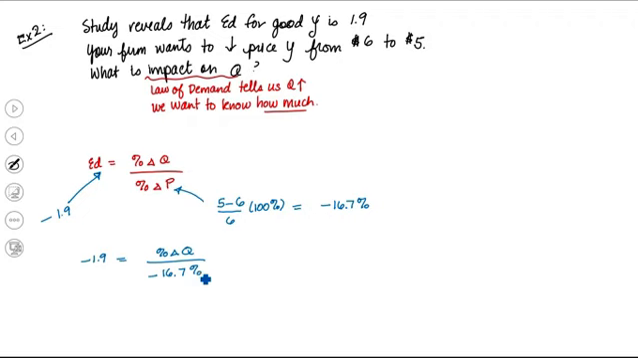So how do I solve this math problem? It's a cross multiplication, right? To calculate percent change in quantity, I have to cross multiply. So I have negative 1.9 multiplied by negative 16.7%. All right, so everyone take a second and solve for the answer.